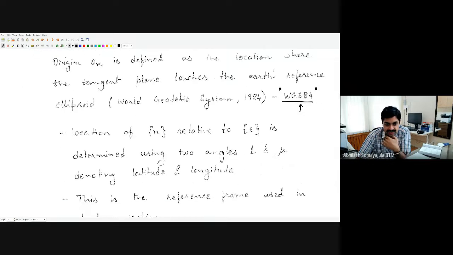Okay, the location of this frame N relative to E, which was the Earth-centered Earth-fixed coordinate frame, is determined using two angles, the longitude and the latitude. And I think I have it opposite here. L is the longitude and mu is the latitude.